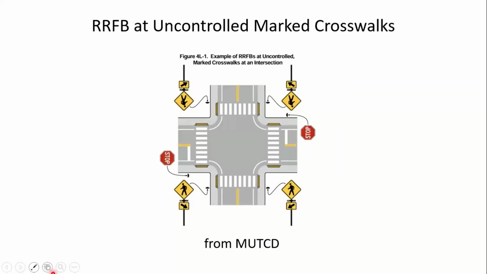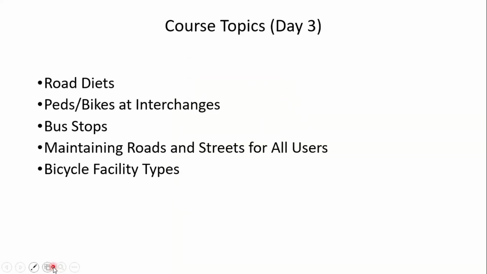And then in terms of RRFB at uncontrolled marked crosswalks, this is figure 4L-1 from the Manual on Uniform Traffic Control Devices. Notice they show marked crosswalks across all 4 approaches, and you can see the use of the RRFBs. So hopefully that's helpful. This is our agenda for today, the topics that I hope to talk about.